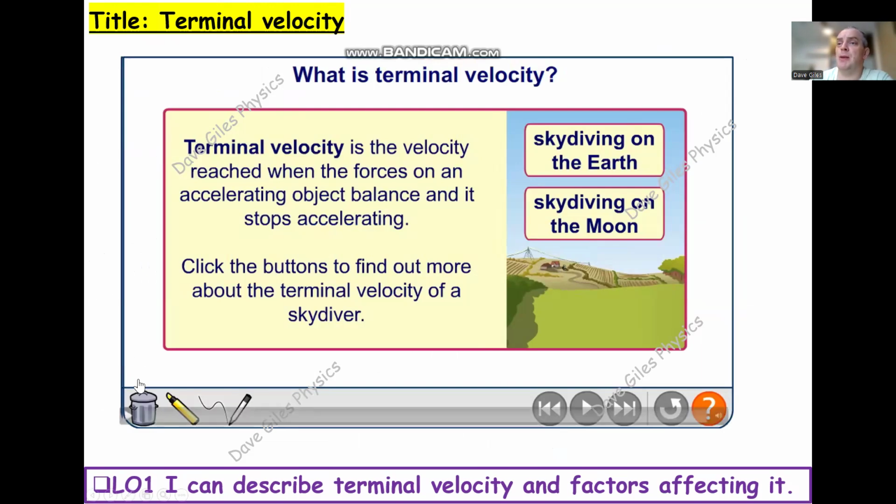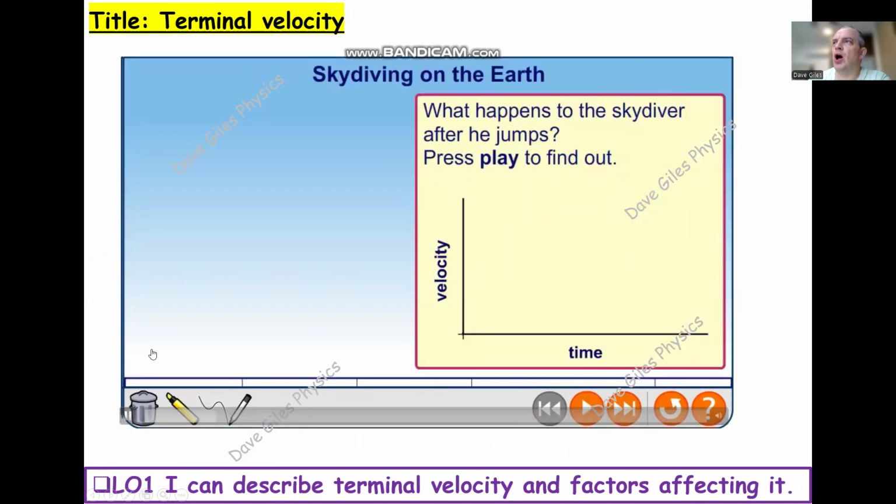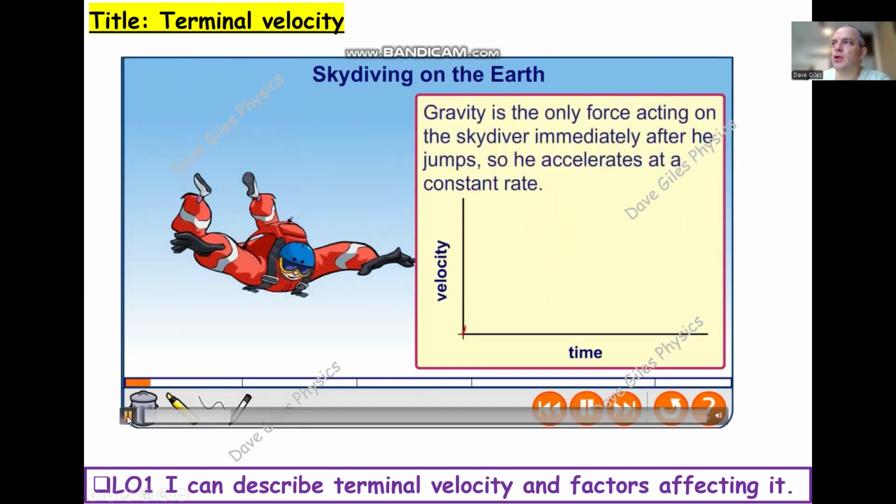So let's have a look at what is meant by terminal velocity. It is the velocity reached when the forces on an accelerating object balance and it stops accelerating. So let's take a look. Skydiver here. We'll start off on Earth. The moment the skydiver jumps out of the plane, for a fraction of a second, he is accelerating due to gravity, or due to his weight caused by gravity. So his acceleration will be 9.81 meters per second squared.